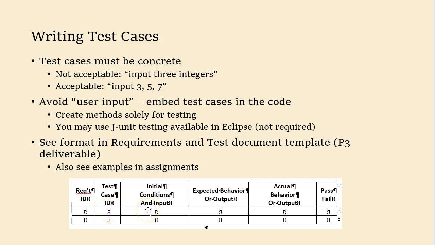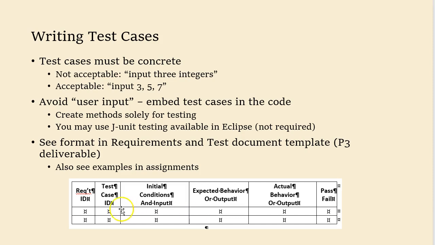Initial conditions and inputs. These are everything you need to know in concrete values to set up the test. Expected output or behavior. Concrete values for what the program should do. If it doesn't do anything on the screen, surely an attribute value changed somewhere. Surely a method returned a result. That's what you put there. So that's your expected stuff.